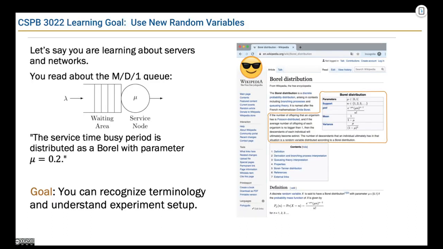Really, a big learning goal of this course is to be able to use new random variables. So there are situations where you're going to see something like a Borel distribution. The goal is that you now have enough understanding about terms such as support or PMF. We're going to talk about mean and variance in the next couple of videos, where you could then understand the terminology, understand the experiment setup, and be able to move forward from there.